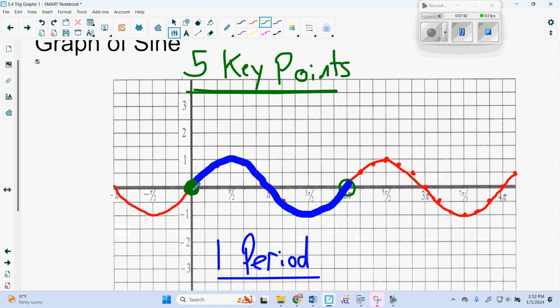Sine starts at 0. It ends at 2 pi. That's how long one period is equal to. It is equal to 2 pi, one time around the unit circle. Next, in the middle, our next key point. In the middle, it is 0. In the middle of the first half, it is at 1. In the middle of the second half, it is at negative 1. So those 5 key points are what we're going to graph and try to get in the right spot. Then we can connect the dots.